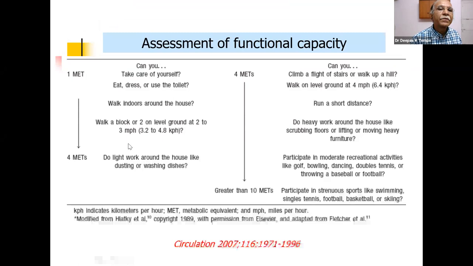If you can take care of yourself, eat, dress, or use the toilet, then that is one metabolic equivalent. If you can do light work around the house, such as dusting, washing dishes, etc., then you have a 4 MET equivalent capacity. And if you can participate in strenuous sports like swimming, singles tennis, football, maybe, then you have a metabolic equivalent of 10. So you are a very good risk. And from 4 to 10, these are the various other activities. So this is how you can find out the functional capacity of an individual patient.